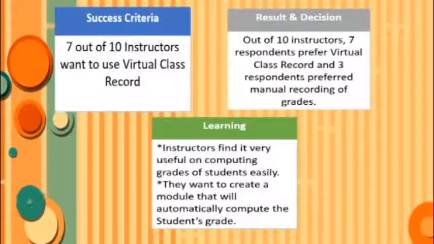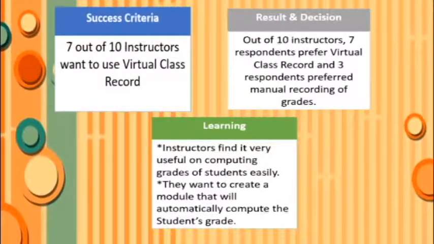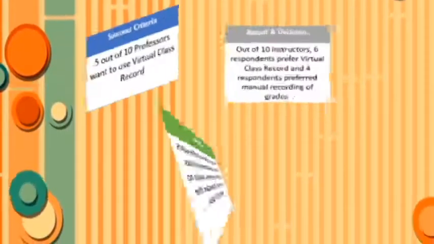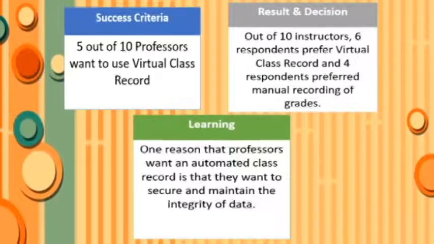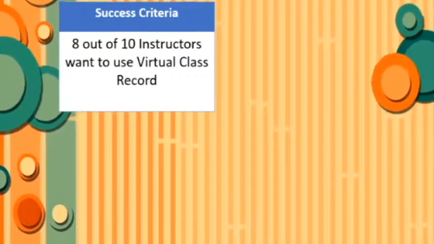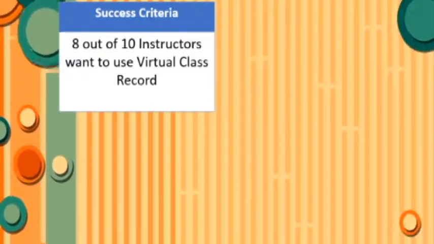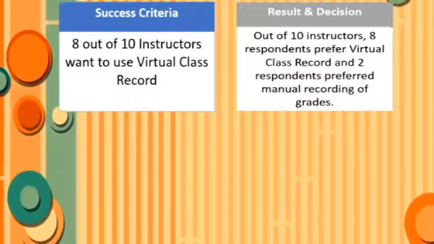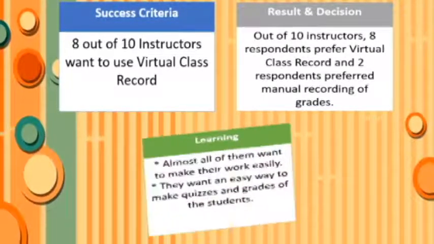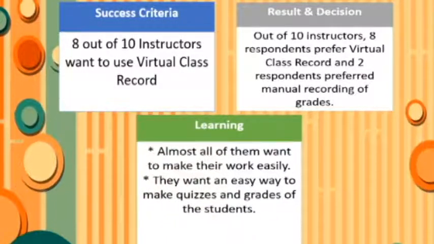We then decided to interview the instructors with a minimum success criterion of 70%. We got out of the building to conduct interviews. We interviewed several schools and resulted in a 70% approval rate. Our interviews were a success, and we learned that the instructors find it very useful to compute the grades of students easily and want a module that will automatically compute the grades of students.